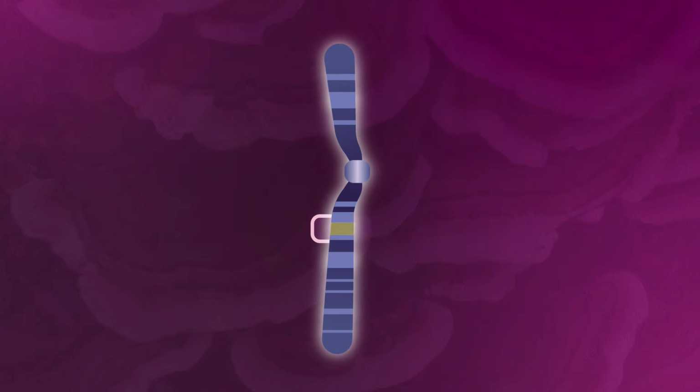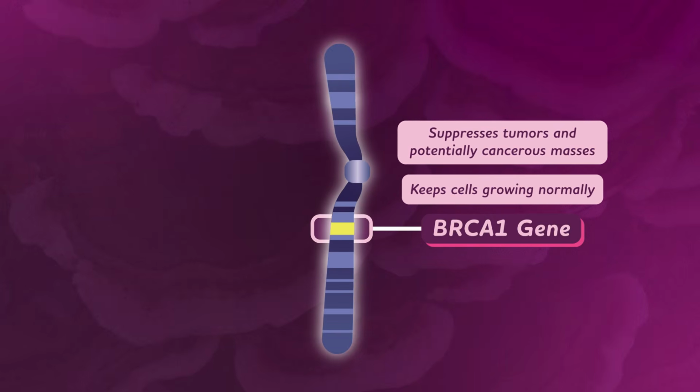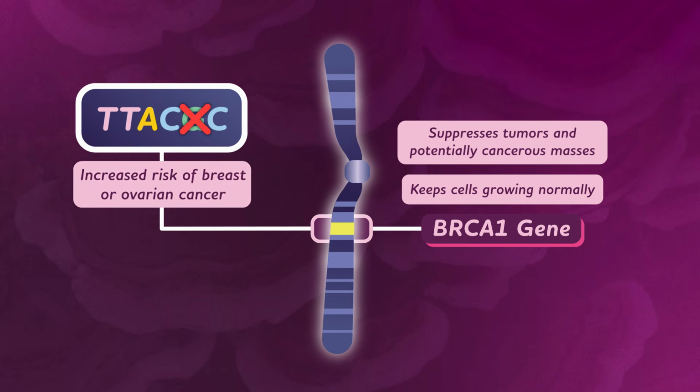For example, there's this gene called BRCA1, which codes for a protein that keeps cells growing normally, suppressing tumors and potentially cancerous masses, which is a pretty big job. In fact, even if a single letter in someone's BRCA1 gene is off, it can lead to an increased risk of breast or ovarian cancer. Overall, variations in this gene are linked to a chance of developing one of these cancers by age 70.